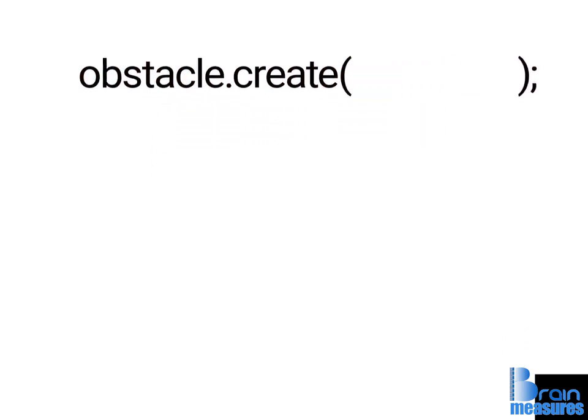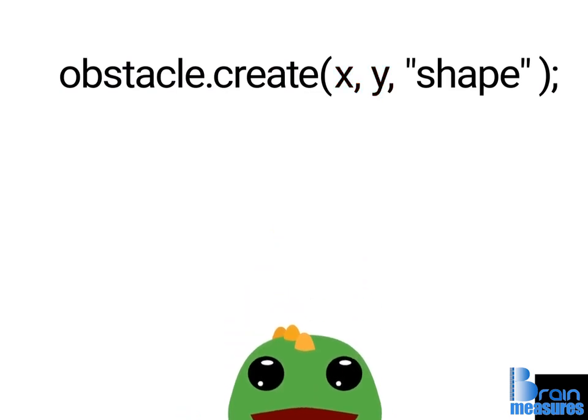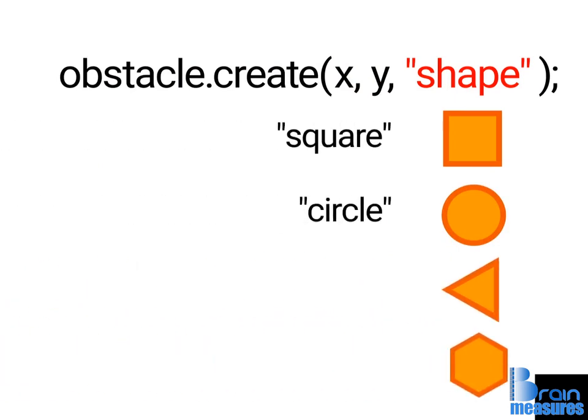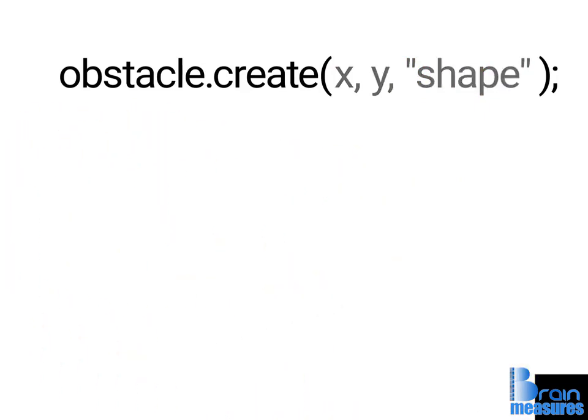Just like the instruction we used to create the puck, we have to give obstacle.create a pair of x and y coordinates and a shape. Once again, we can choose a square, a circle, a triangle, or even a hexagon. Let's look at an example.